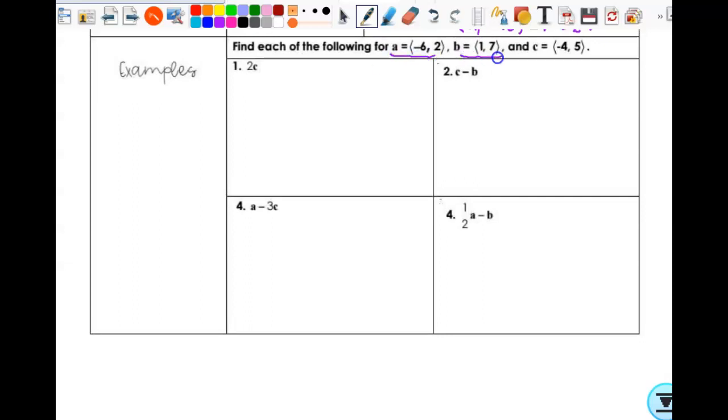All right, so then on number 1, 2 times vector c. They give us an a, b, and a c right here. So 2 times c, we could write it as 2 times (-4, 5). So you might see something like that. That's the one where the scalar's on the outside. But then you literally just multiply it by both. It's going to give you (-8, 10).